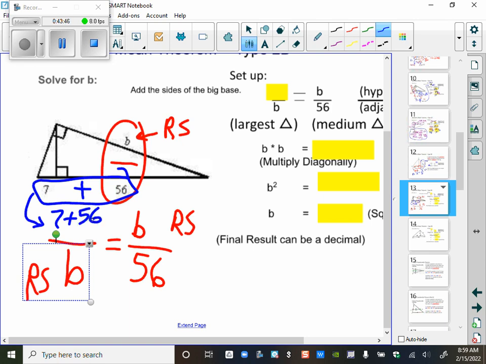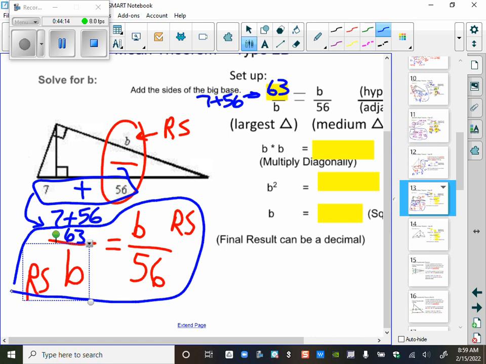But what is 7 plus 56? 63. So in the end, 63 is going to go here. Boom. So there's your proportion. And you have that up here too.